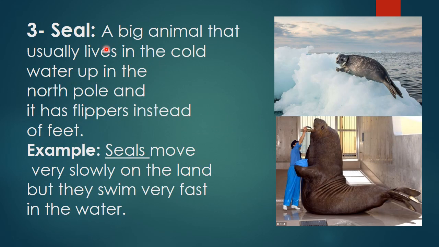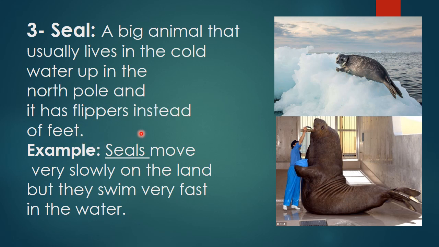Number 3. Seal. Seal is a big animal, as you see in the picture. It is a big animal that usually lives in the cold water up in the North Pole. It usually lives in the cold areas like the North Pole, and it has flippers instead of feet. So animals usually have feet, but seals have flippers. So these parts that might look like feet are actually called flippers. Okay, so they use their flippers to move around instead of feet.